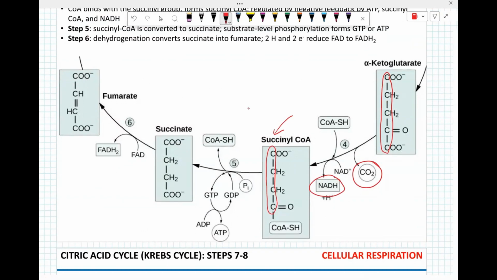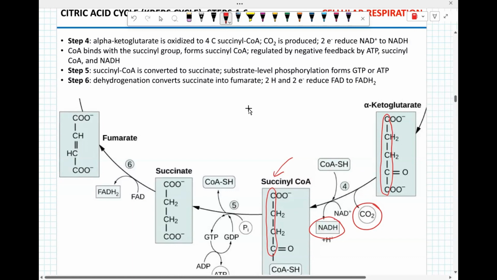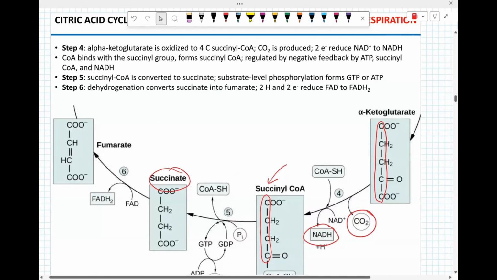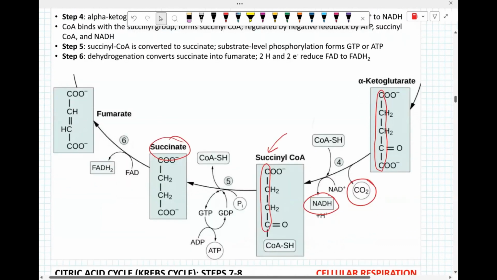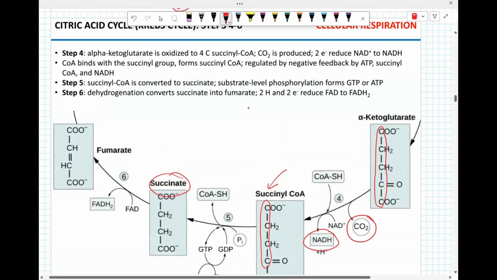Now, 4-carbon succinyl-CoA is converted to succinate in the process of the 5th step. Substrate level phosphorylation during this step results in the formation of ATP, and then succinate is oxidized. Formation of a double bond is an oxidation. Succinate is oxidized to fumarate. 2 more high-energy electrons are produced, forming a molecule of FADH2.